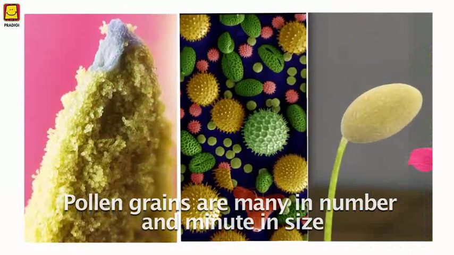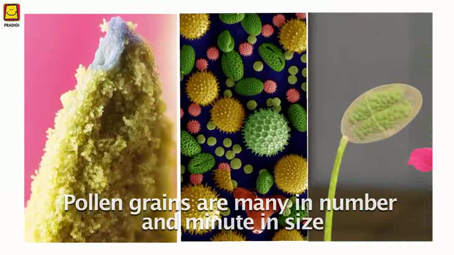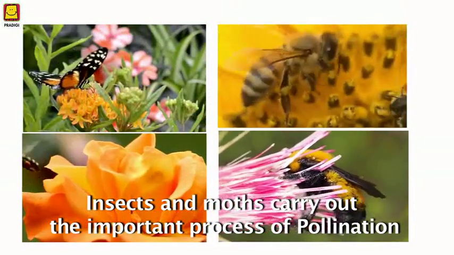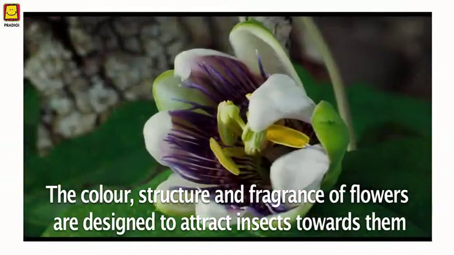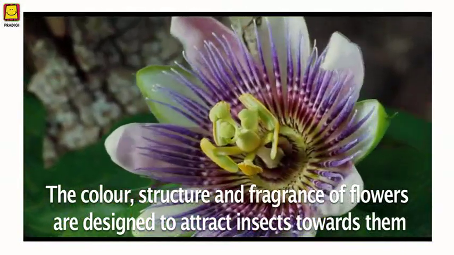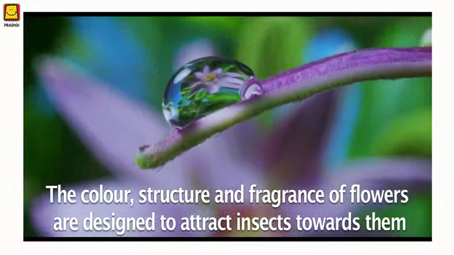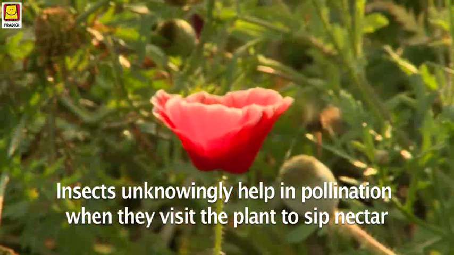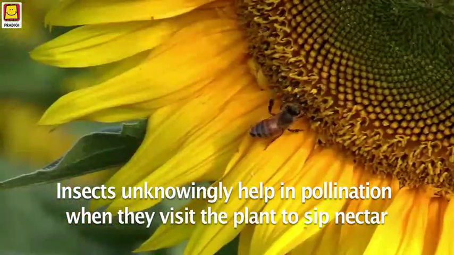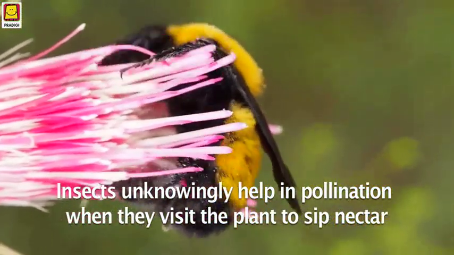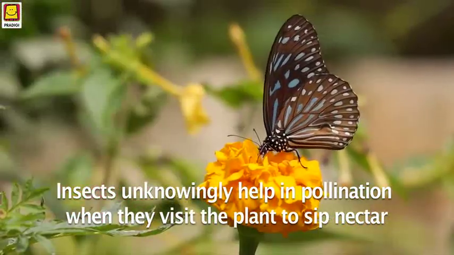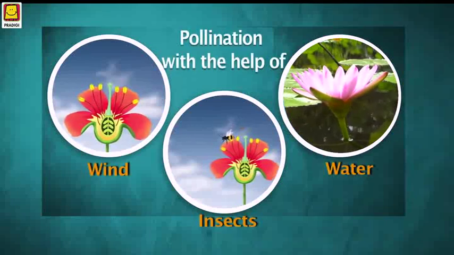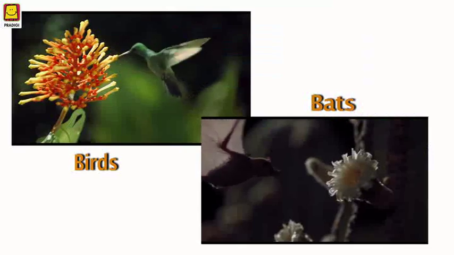Pollen grains are produced in huge quantities and are minute in size. Insects and moths are expert agents of pollination. The color, structure, and fragrance of flowers are designed to attract insects towards them. Insects visit the flowers and sip the nectar for their food and unwittingly help in pollination. Wind, water, insects, bats and birds all help in pollination.